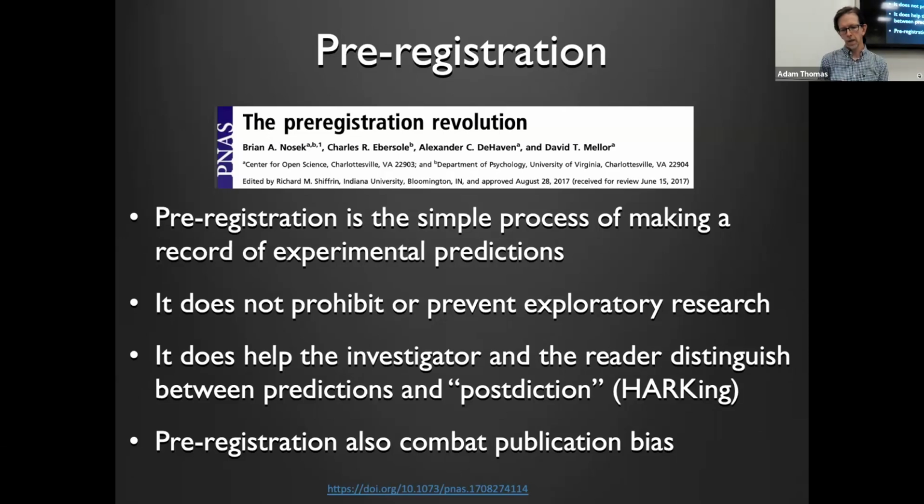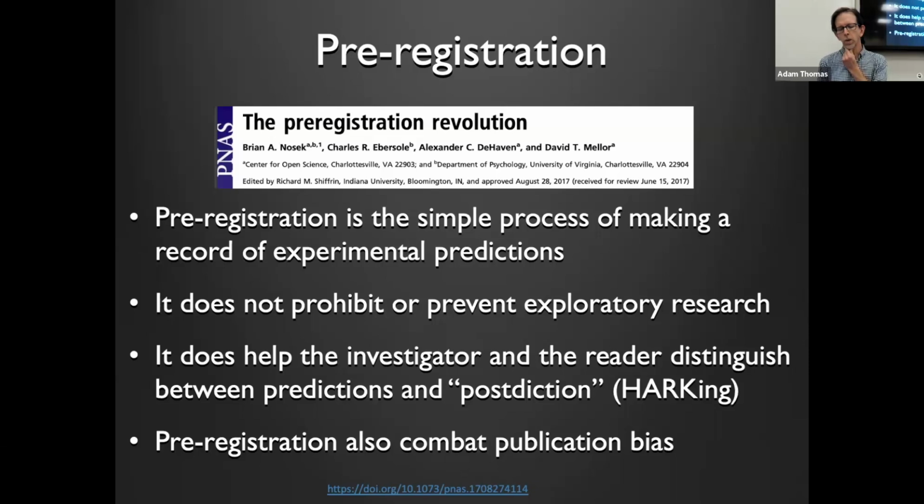You just have to clearly define what is exploratory and what is hypothesis-based. It does help the investigator and the reader of the output distinguish between predictions and postdictions, or HARKing. HARKing is an acronym for hypothesizing after the results are known, which happens explicitly and subtly in science, I think a lot more than most people realize. If no one ever wrote down what the hypothesis was, it's very easy for it to slowly morph as each bit of data comes in.